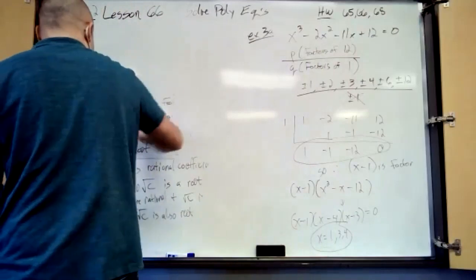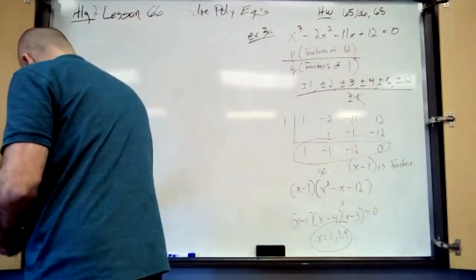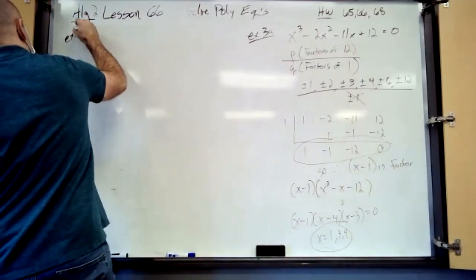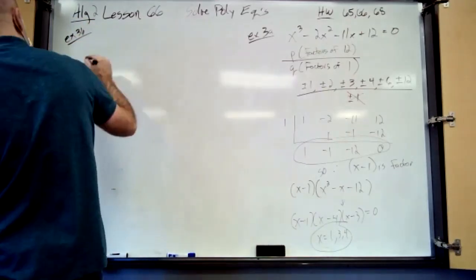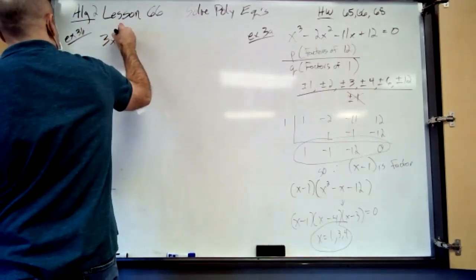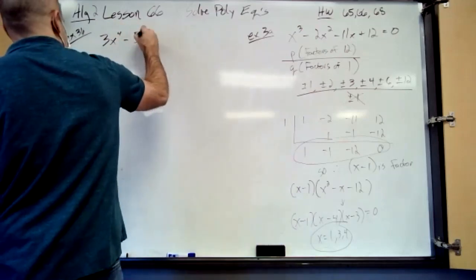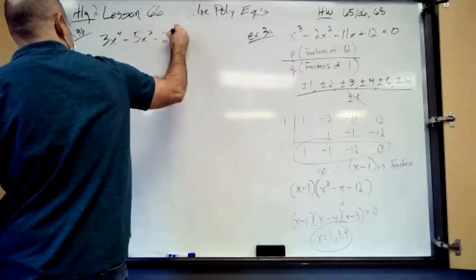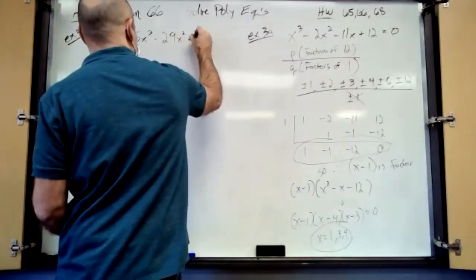So let's walk through this together. You guys walk me through it. So here's example 3b. And I want to factor this: 3x to the fourth minus 5x cubed minus 29x squared plus 3x plus 4.